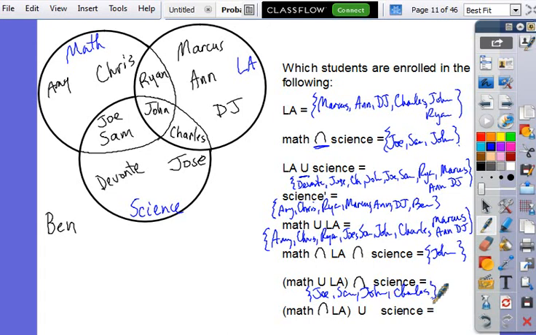All right. Joe is in the first group here and in science, so that works. Sam, same deal. John, same deal. And then Charles would work too. Is that Jose or Jake? That's Jose. That's how it's spelled.